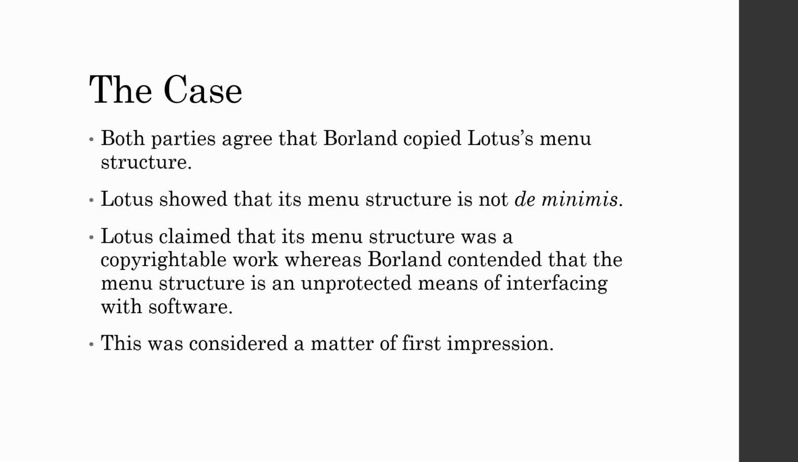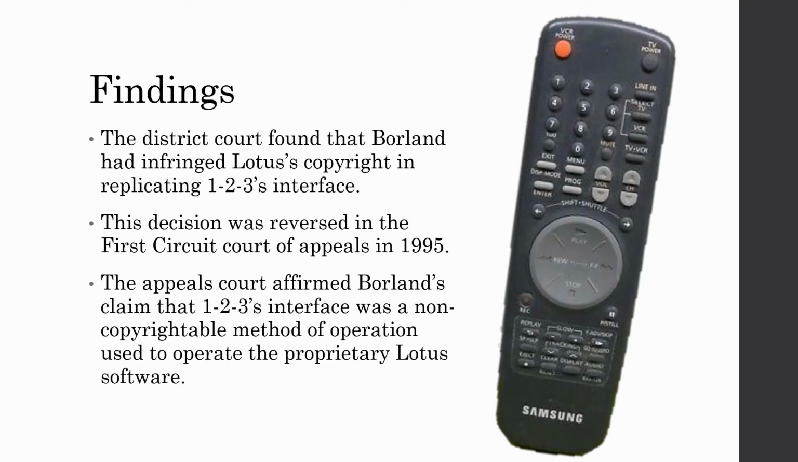but similar names. Lotus claimed that its menu structure was a copyrightable work, but Borland contended that the menu structure is an unprotected means of interfacing with software. The court considered this to be a matter of first impression, meaning that case law had yet to decide a precedent for this sort of case. So it was working only off the text of the law and cases of different types. The district court found that Borland had infringed Lotus's copyright in replicating 123's menu structure.